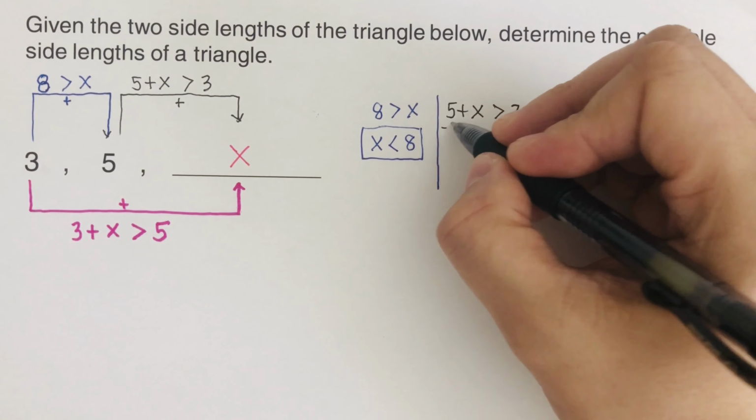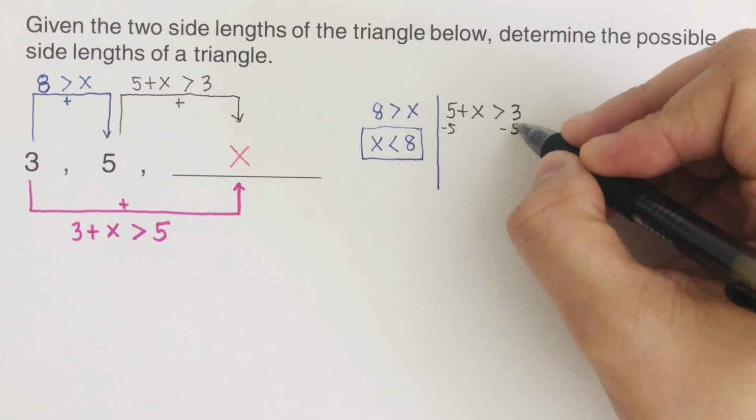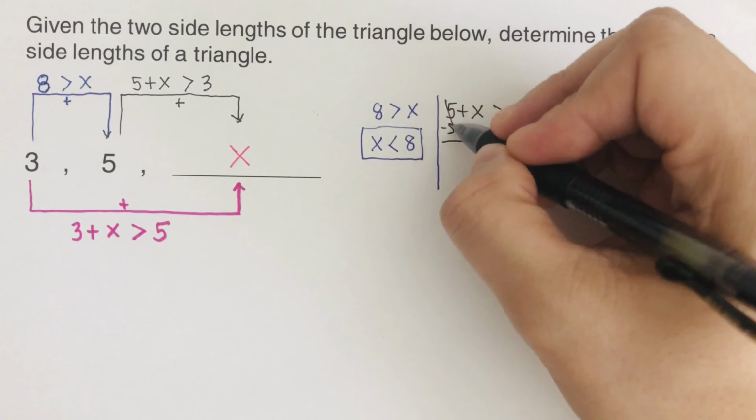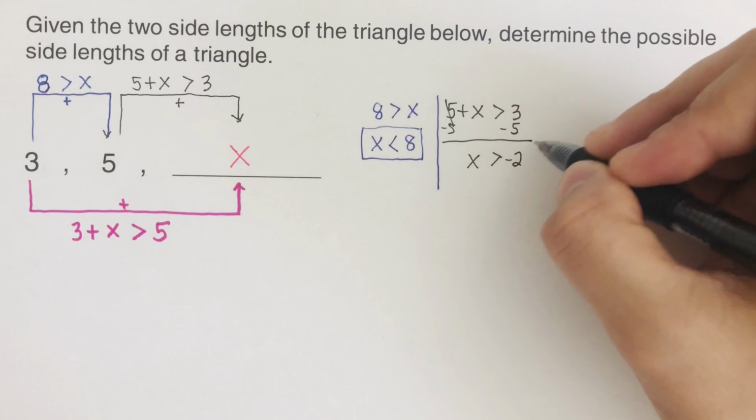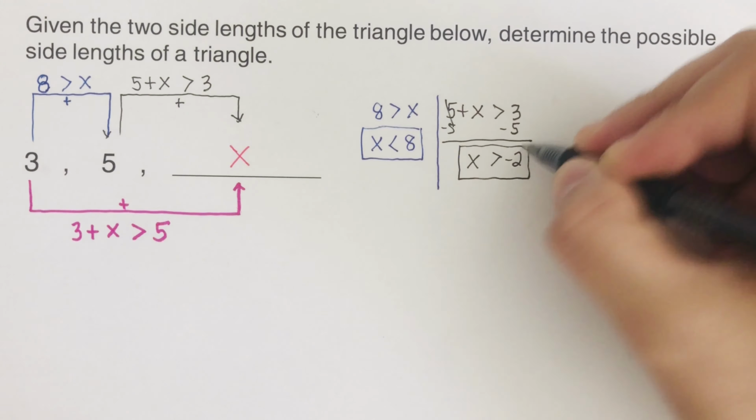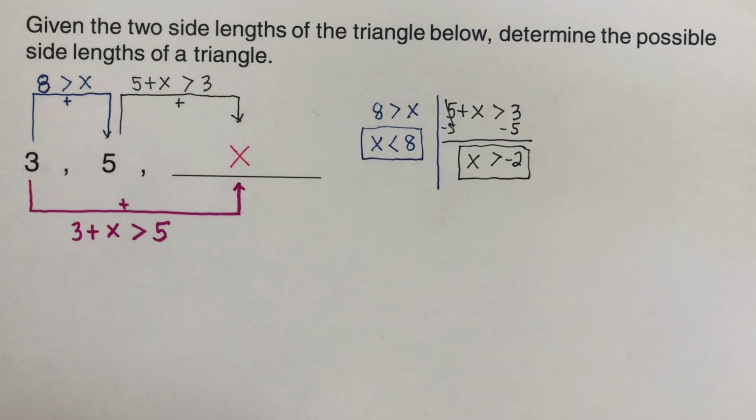So we minus 5 from both sides, minus 5 here. So then we are able to come up with x is greater than -2. So this is the second inequality. And let's take the third inequality.